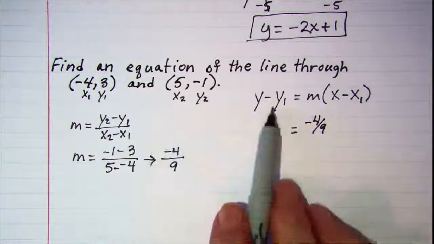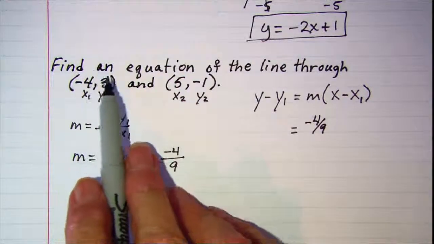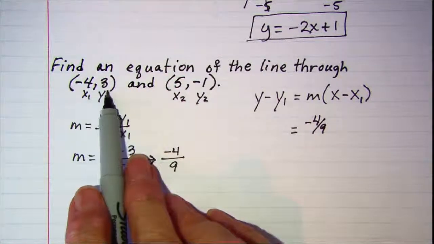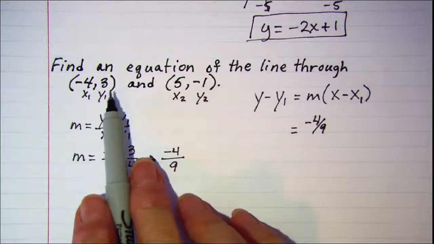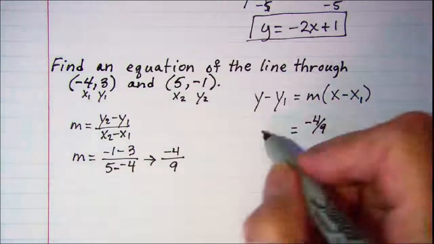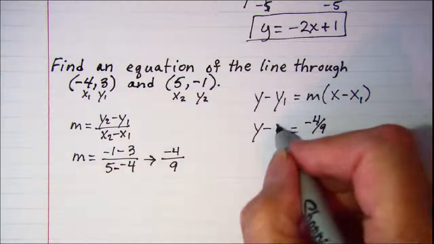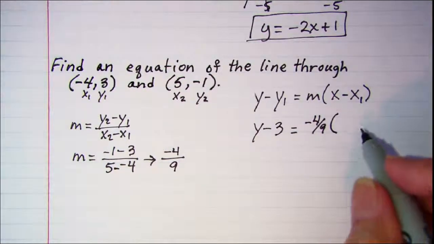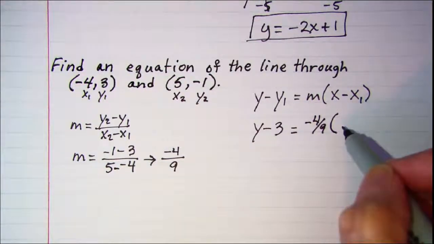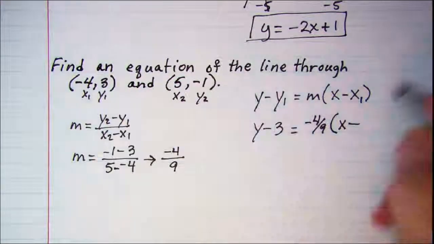And then I'll need x1 and y1. Since I went ahead and labeled this as x1, y1, I'll use this point. But we could use the other one. We'll get the same equation. So I need y subtract y1, which is 3. And then on this side we have -4/9 times the quantity x minus, and then x1 is -4.